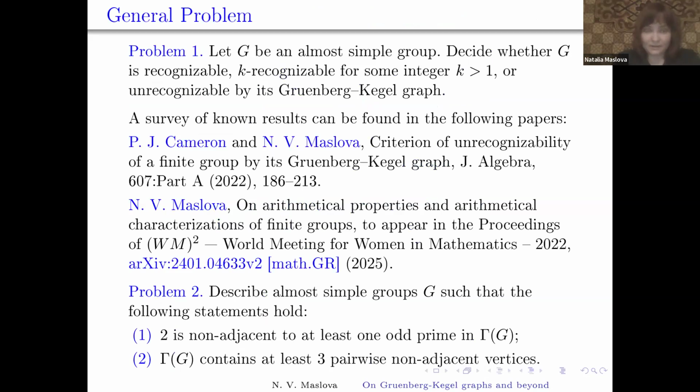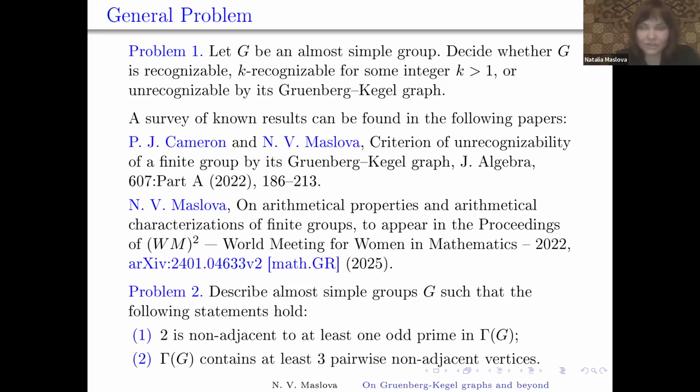So we have a general problem. If we take a finite almost simple group, decide whether this group is recognizable or almost recognizable or unrecognizable by its Gruenberg-Kegel graph. On the slides, you can see 2 papers in which you can find a survey of some known results. One of them belongs to me and Peter Cameron. Another is a survey paper in the proceedings of the World Meeting for Women in Mathematics, which took place 4 years ago.